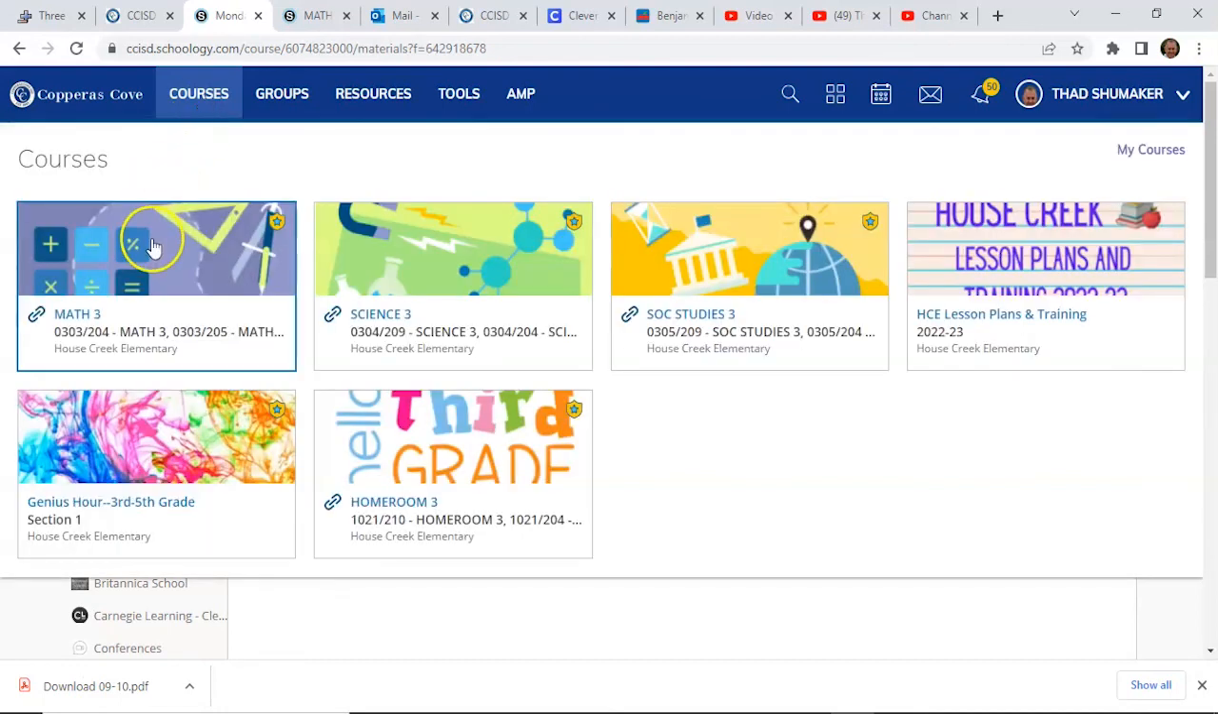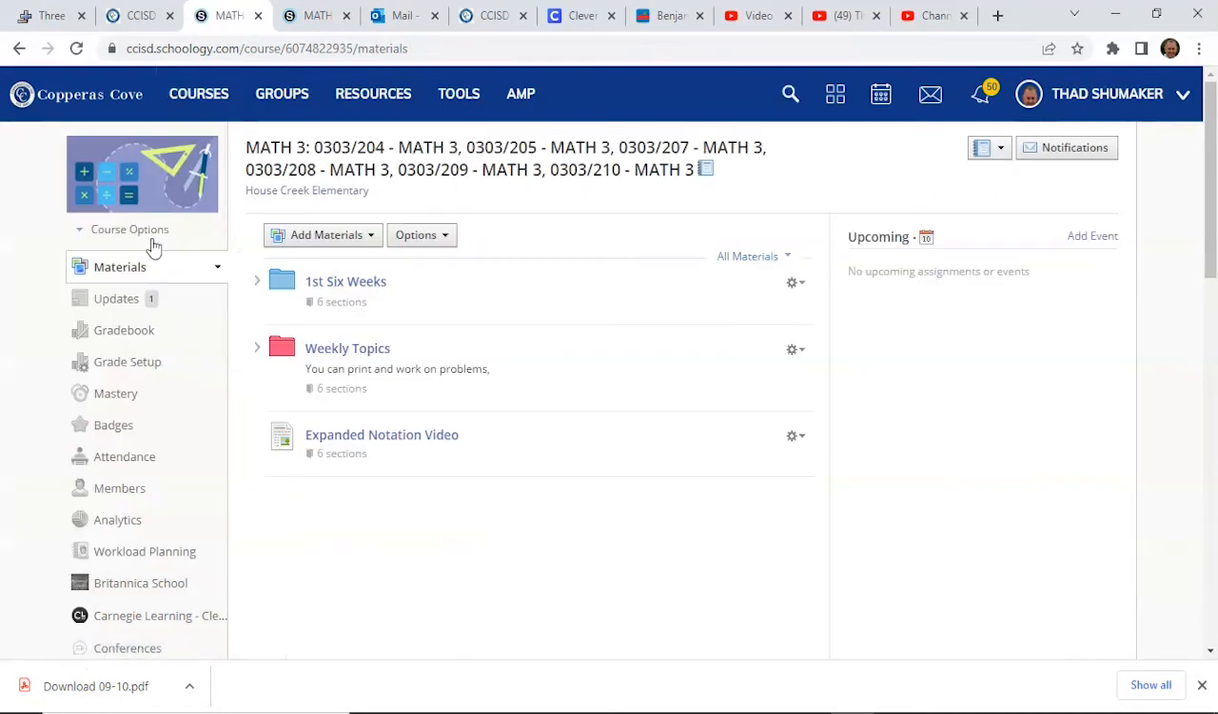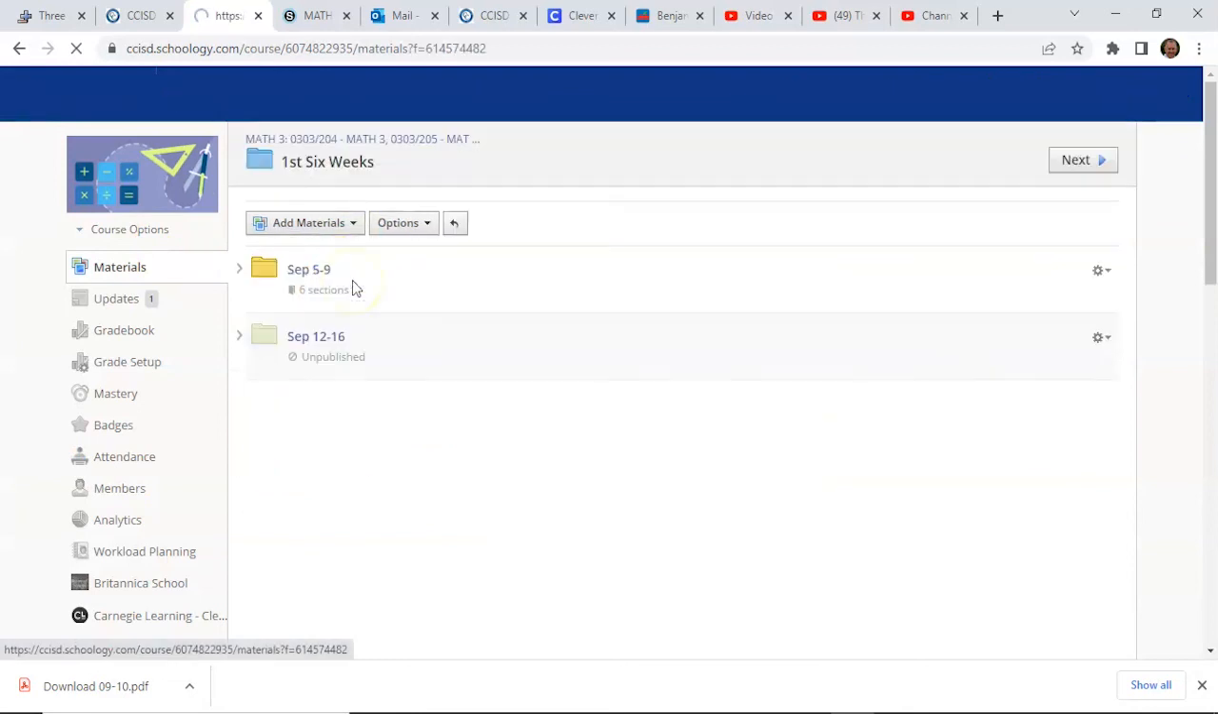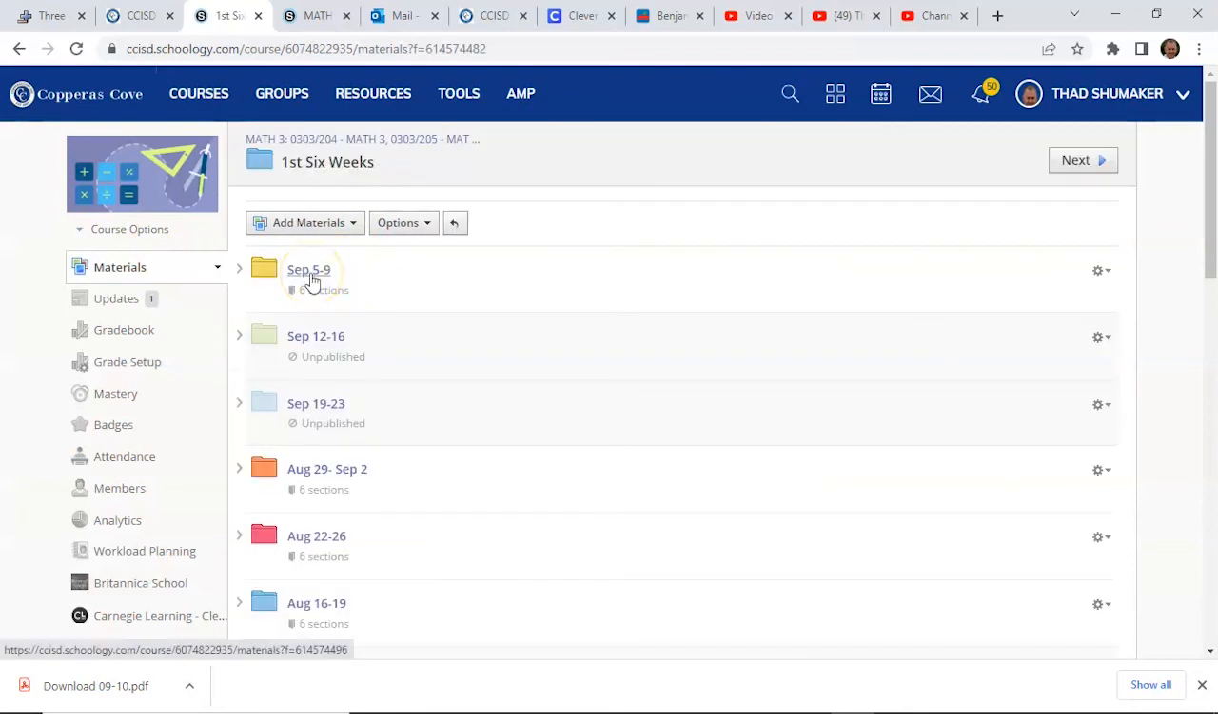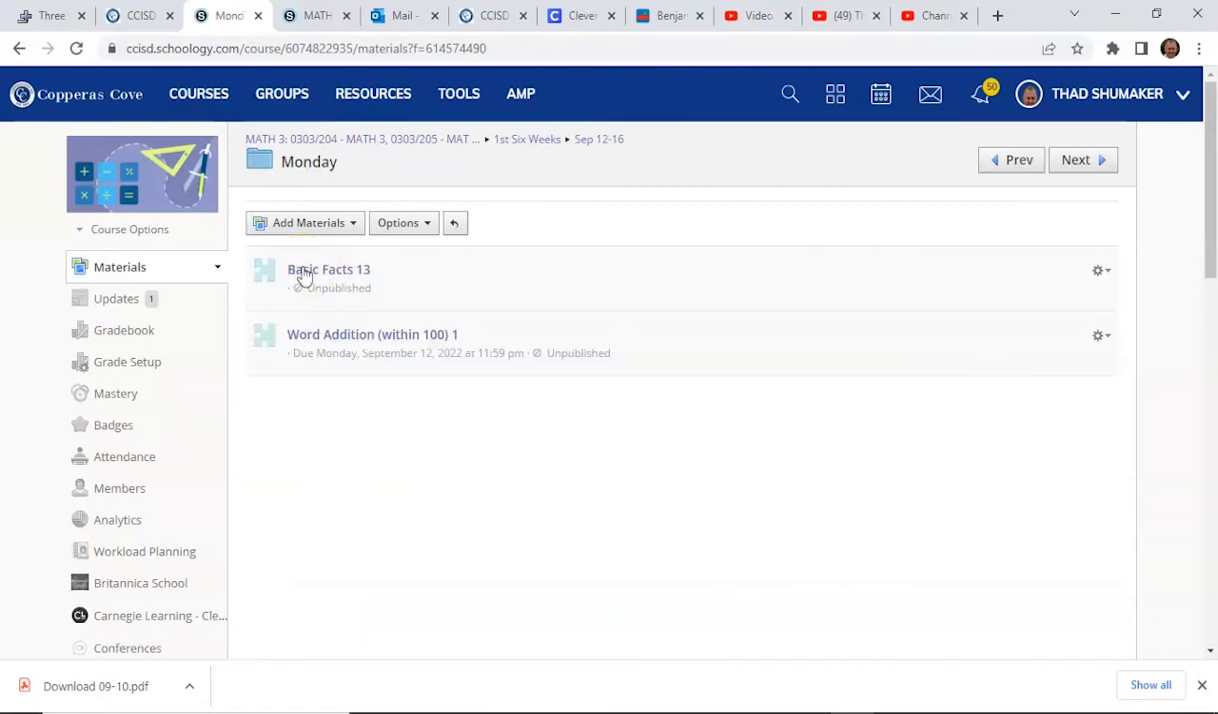But if you go to the course, math, and the first 6 weeks, and it's like September 12th, it'll be September 12th through 16th. Today's September 12th. You'll click on that, and you'll go into the Monday folder for math. You have basic facts, and you have word problems right there. Those will be 2 assignments you'll have for math today.